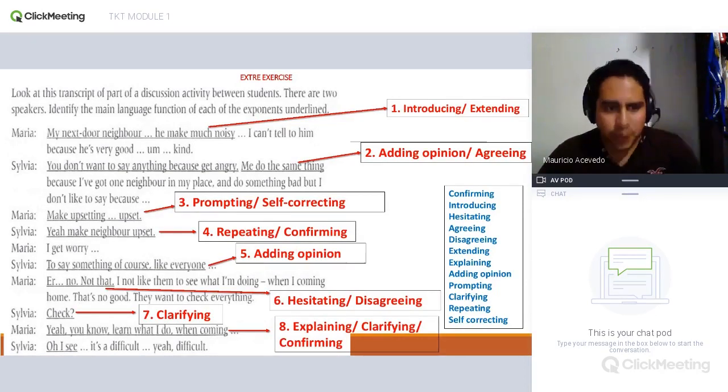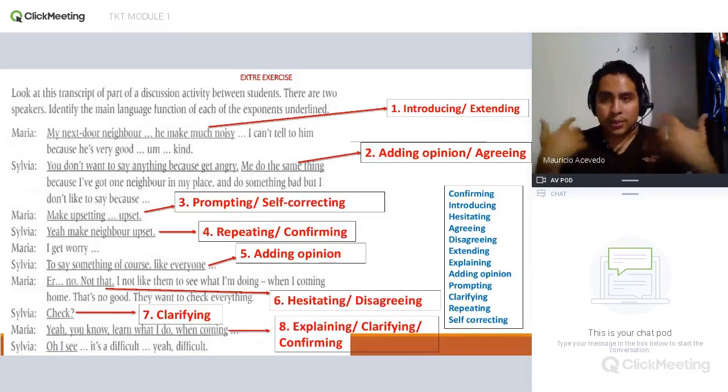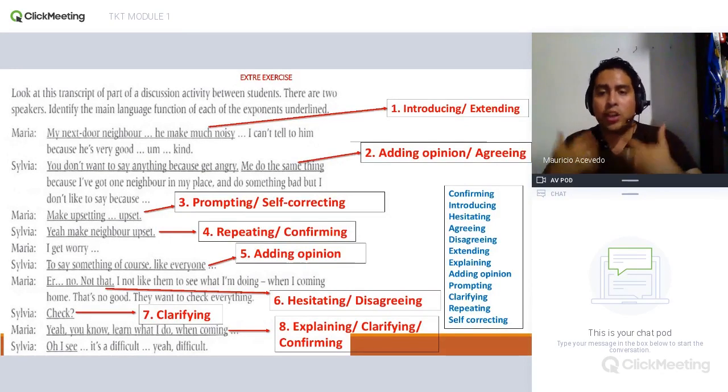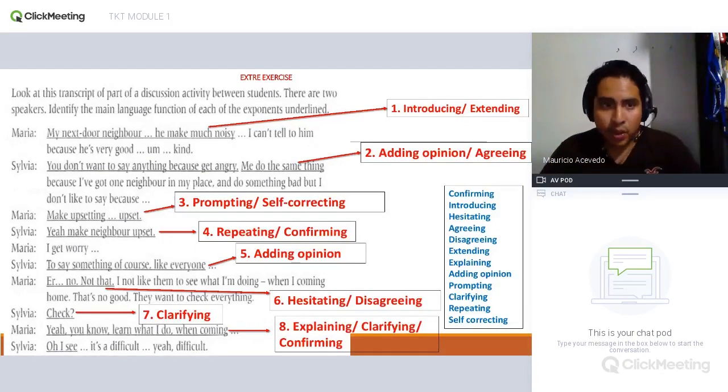So in this case, it's explaining because you're telling them, and clarifying because you're saying "yeah," like you want to confirm, you want to clarify, you want to say what you're saying is true, and you want to convince them. Okay, so these are the functions.